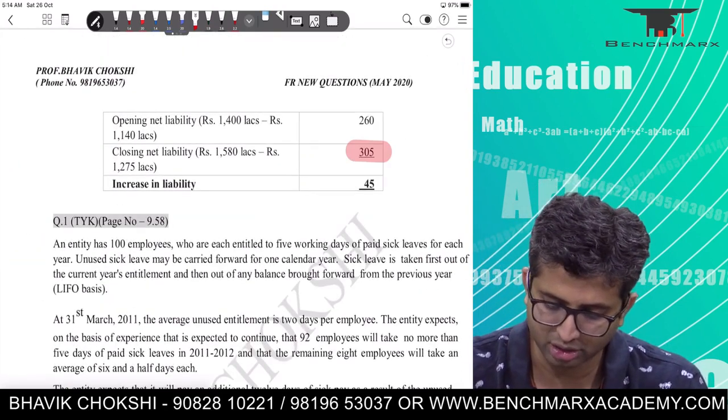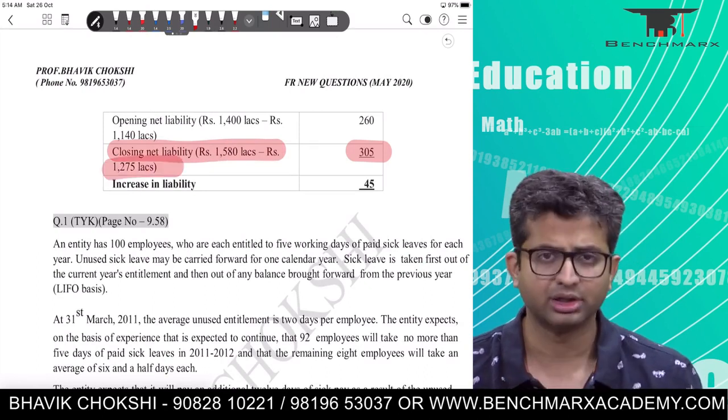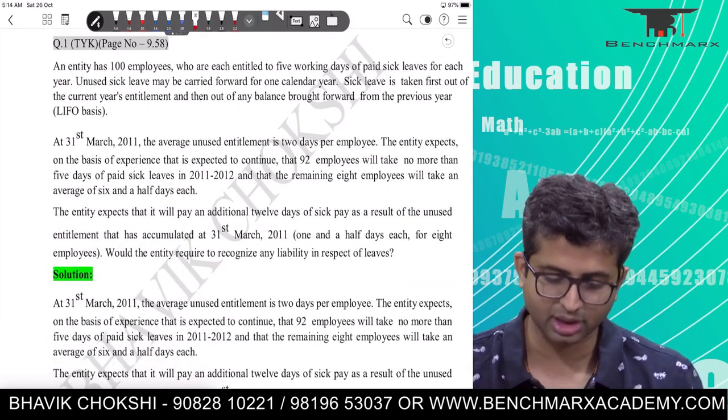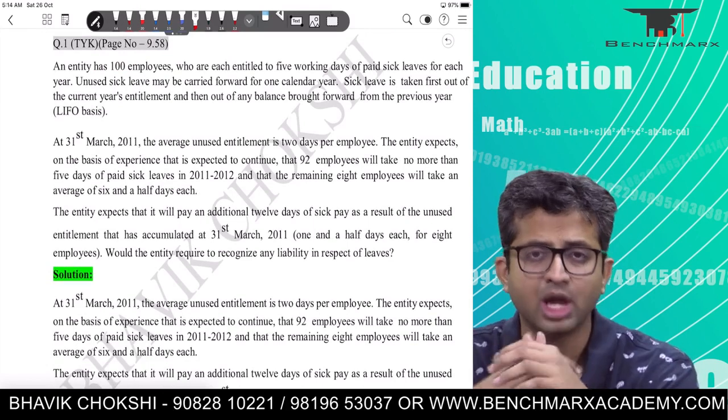As you can see, at the end of the year, the closing net liability is 305. Okay, that takes care of this question. Here we go to the next question.